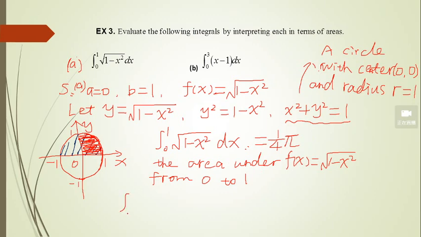Now, can you work out this one? From -1 to 1. How can we understand this one? This is the area under the curve from -1 to 1. What is the shape? It's a half circle, right? What is the area for the half circle? 1/2 pi r squared. r is 1, so it's 1/2 pi. And here we don't need to worry about the sign because this part is all positive, right? The area evaluated should be a positive number. It's all above the x-axis, right?